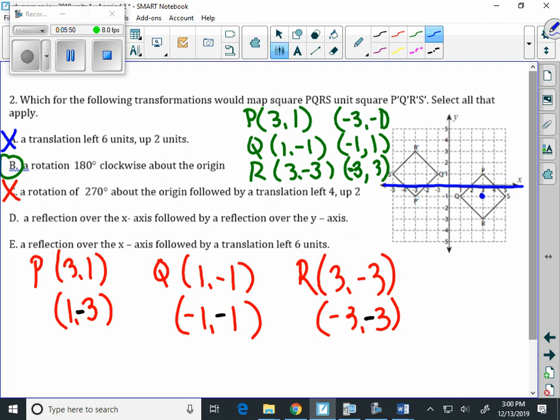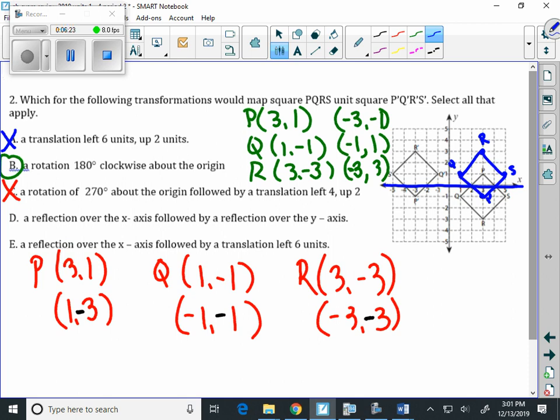If we go to Q, Q is one space underneath the blue line. So now Q is going to be one space above the blue line. Same thing's going to happen for the S. S is one space below, so S is going to become one space above. And then the R is 1, 2, 3 spaces below, so it's going to become 1, 2, 3 spaces above. So here's our figure right now.